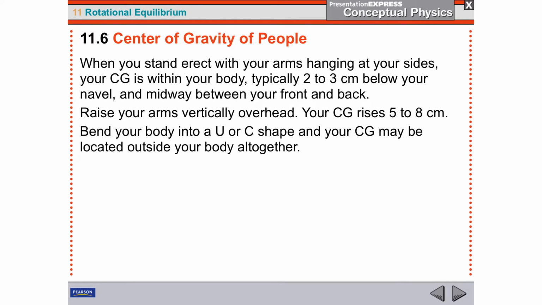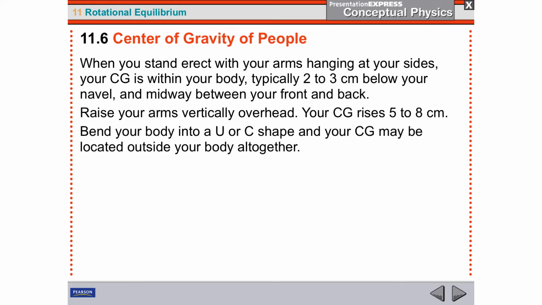If you stand straight up and down with your arms to your sides, your center of mass is somewhere about your waist, below your belly button. If you were to raise your hands above your head, now you've got more mass above that point, so you're going to raise your center of mass. It might be right in the middle of your chest.